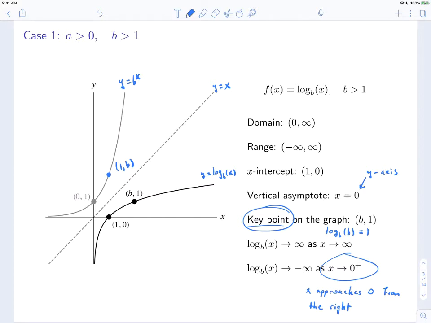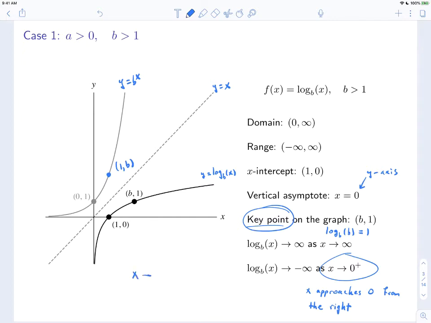It has to approach from the right because there is no curve to the left. The domain does not include negative numbers, so you can't approach 0 from the left because you're not allowed to put negative numbers into the function. You should think of this 0 plus as saying that x is slightly bigger than 0.